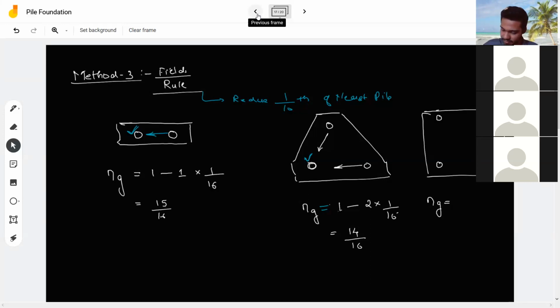Very good. If I'm considering this pile, here, yep. So how many nearest piles are there? You have 1, you have 2, and you have 3. So it is 1 minus 3 into 1/16, you get 13/16.